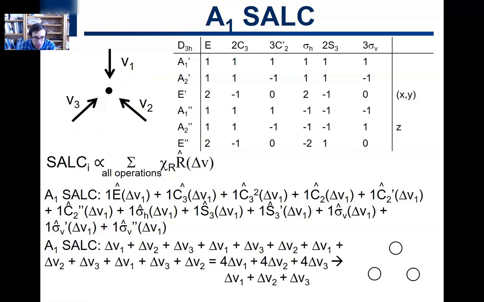Next is sigma H. Sigma H, that's in the plane of the molecule. That's going to do nothing to all the vectors. So that's why we have a V1 right here.